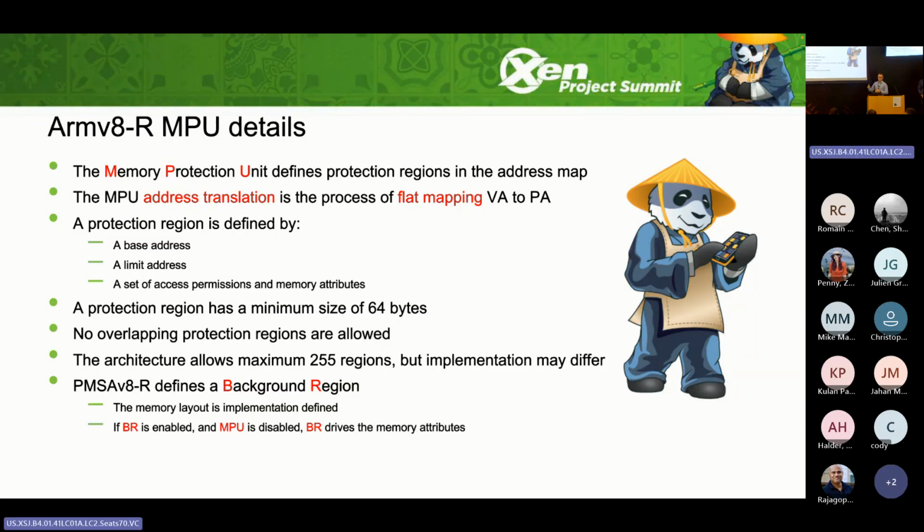The architecture also defines a maximum number of protection regions, which is 255, but the implementation can be different. For example, the R82 supports 32 protection regions. There is another element of the PMSA architecture, which is the background region. What is the background region? A background region is a set of default protection regions that are implementation defined. This background region is used, for example, when the MPU is disabled, to drive the memory attributes such as cacheability, shareability, and also access permissions.